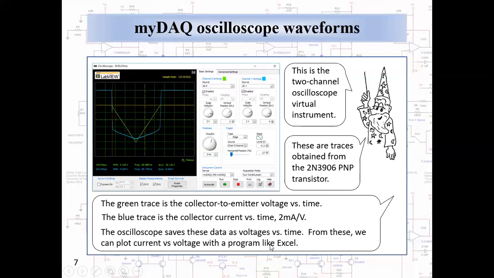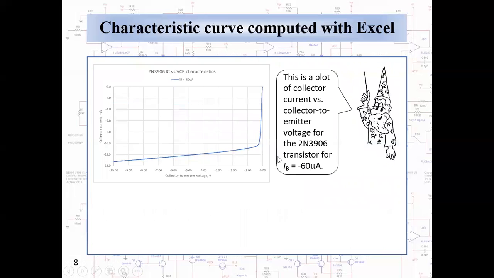We'll simply suppress the time information. We're not interested in that. We're interested in the plot of collector current, as shown in the blue trace, versus collector to emitter voltage in the green trace. And we import the data that you see here and plot them with Excel. We get a characteristic curve like this. This is a plot of collector current versus collector to emitter voltage for the 2N3906 transistor with a base current of minus 60 microamperes. And it clearly shows saturation and active operational behavior.